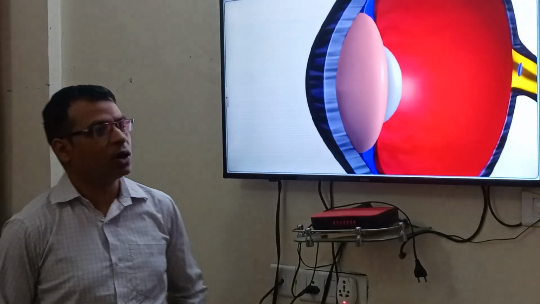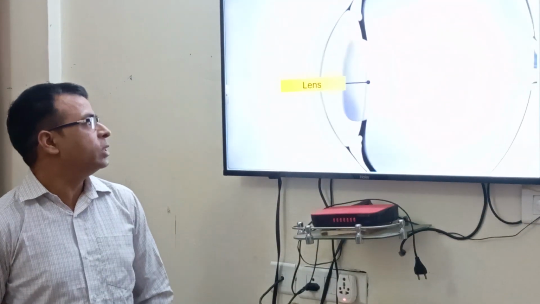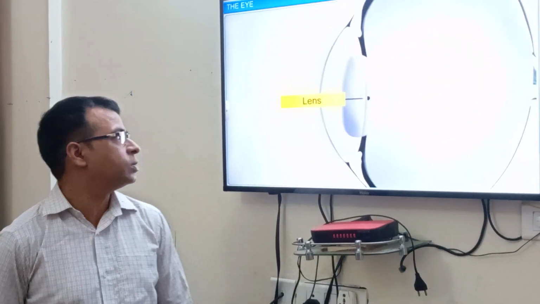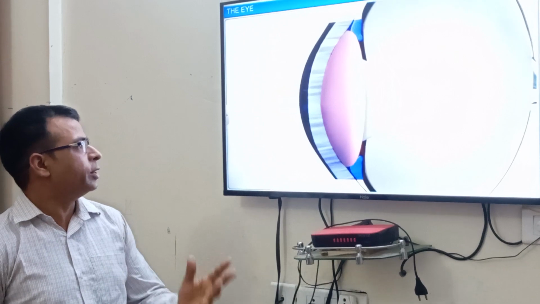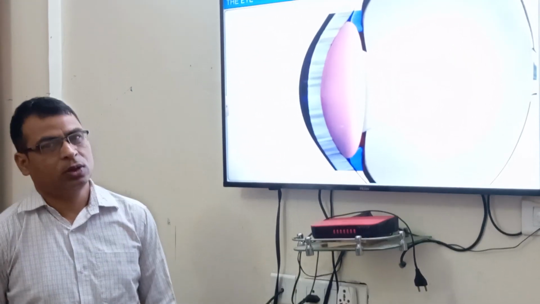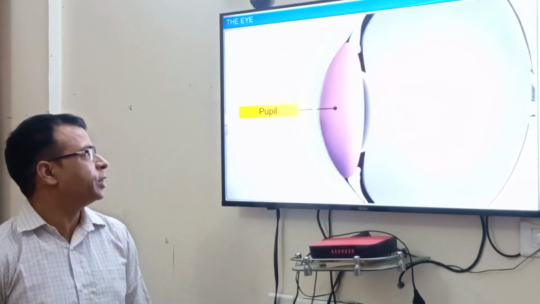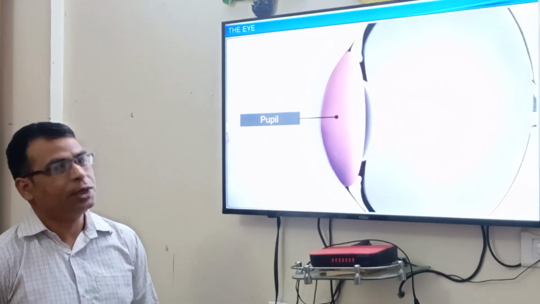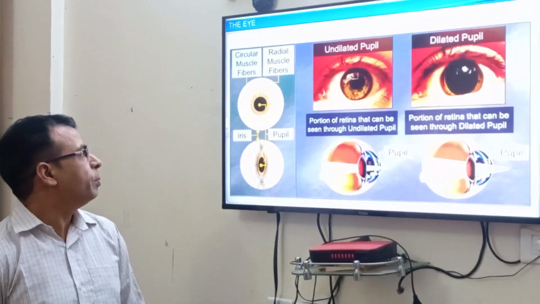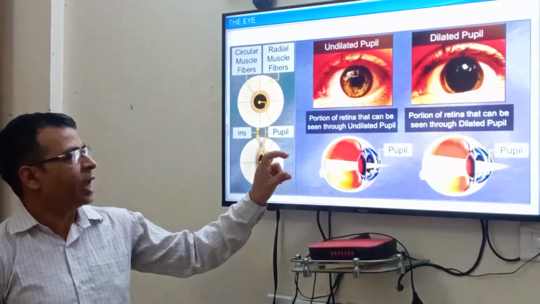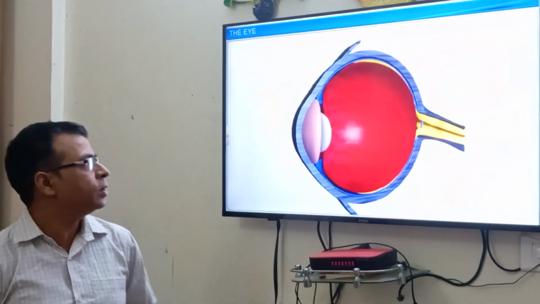This decides the color of the eyes, and this is the crystalline lens. This is adjustable in nature. The focal length may be changed or adjusted according to the distance of the object. The pupil is the opening through which the light passes to the lens.